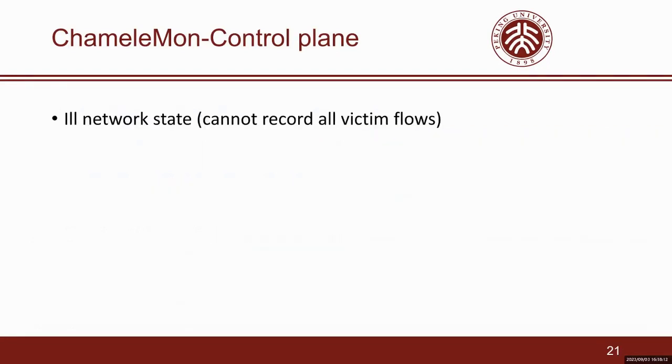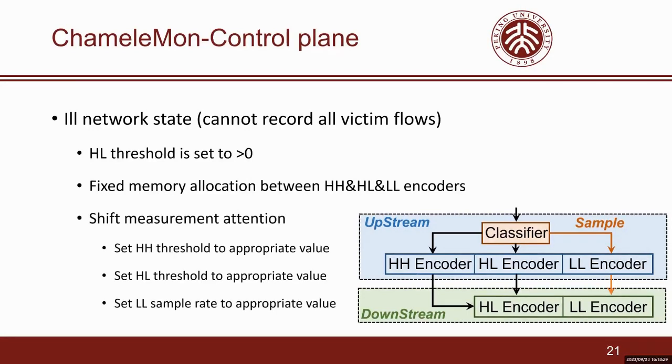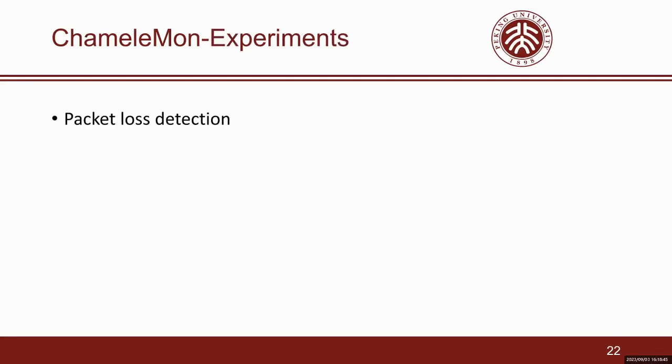ChameleMon considers the network state as ill when it cannot record all victim flows. At this time, ChameleMon should sample light losses. With the threshold for heavy losses set to larger than 0, the memory allocation between heavy hitter, heavy loss, and light loss encoders should be fixed, as no more memory can be allocated to record victim flows. Under the ill network state, ChameleMon shifts measurement attention to maximize measurement accuracy by setting the heavy hitter threshold, heavy loss threshold, and light loss sample rate to appropriate values so as to record as many victim flows and heavy hitters as possible. Finally, we show the experimental results of ChameleMon.